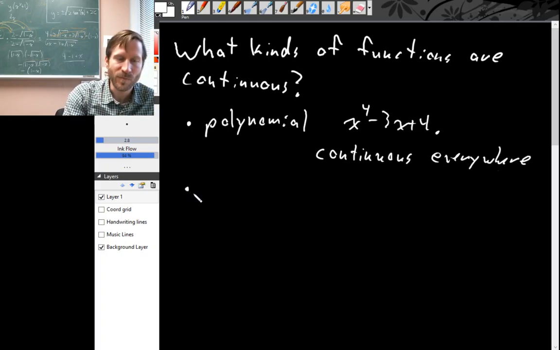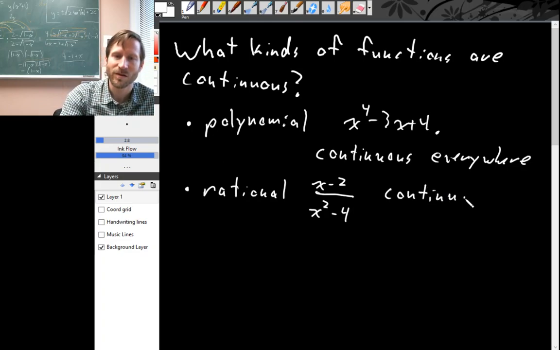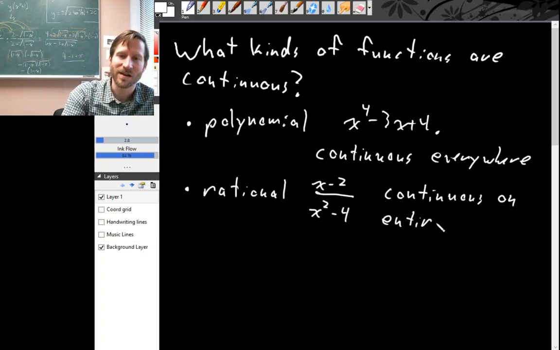All right. What about rational functions? A rational function is a ratio of polynomials, kind of like this example that we looked at earlier, x minus 2 over x squared minus 4. Well, this wasn't continuous everywhere, but that's because there were some holes in the domain. Except for the holes in the domain, there weren't any discontinuities. And it turns out that's true for all rational functions. So rational functions are continuous on their entire domain.